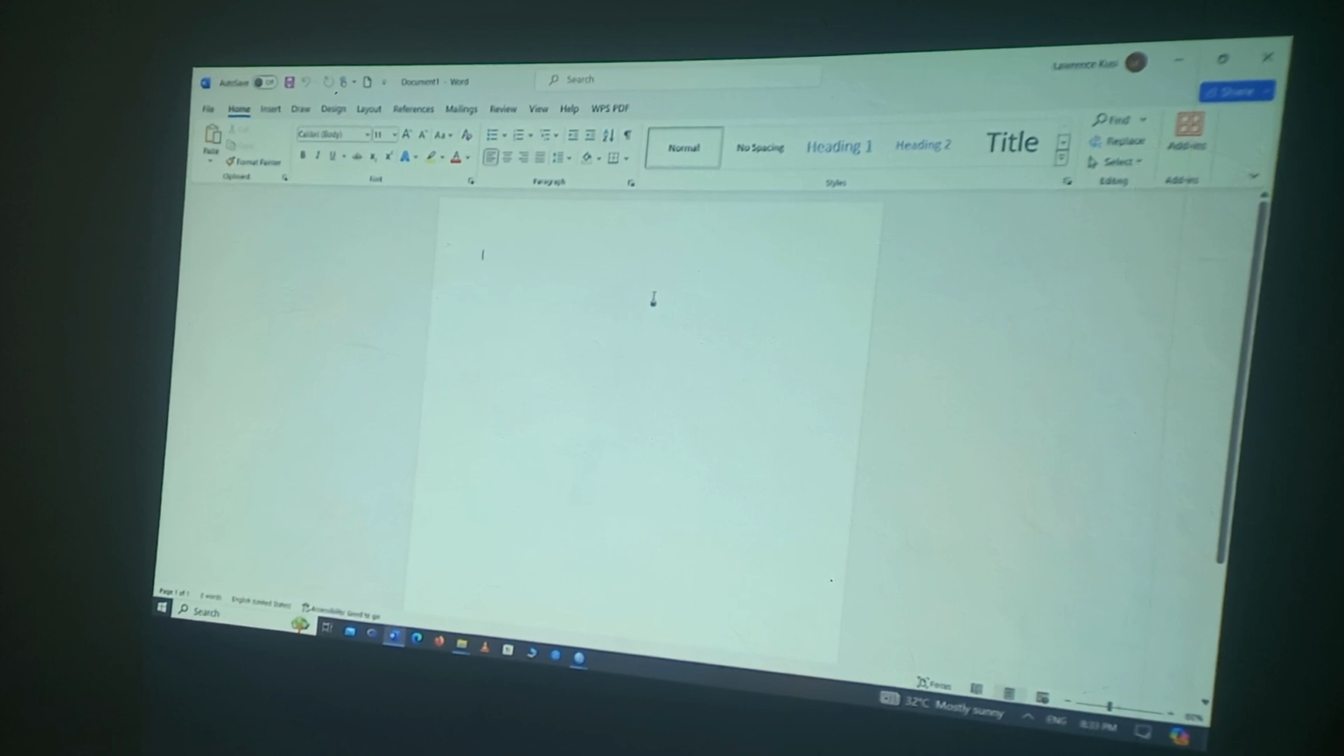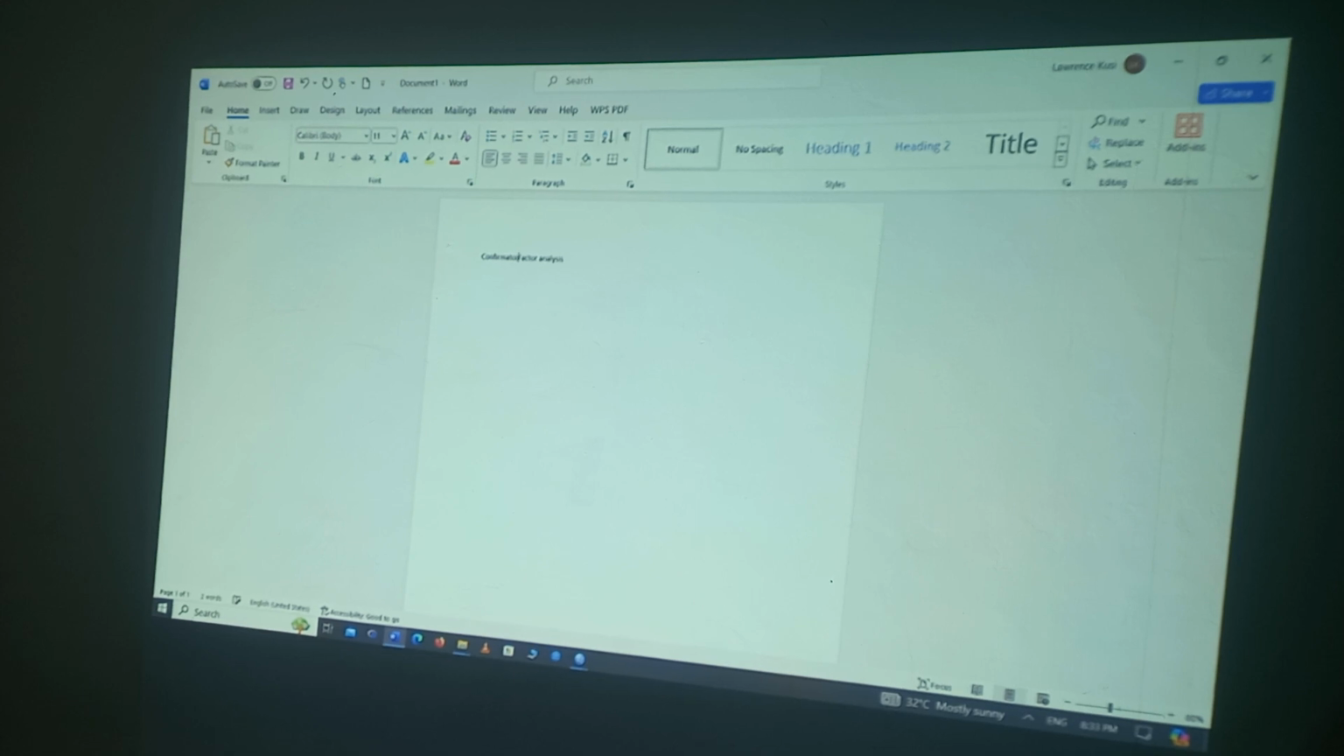So you can label it factor analysis. But this is confirmatory factor analysis. Confirmatory factor analysis. So we put the KMO and the Bartlett's test results there.